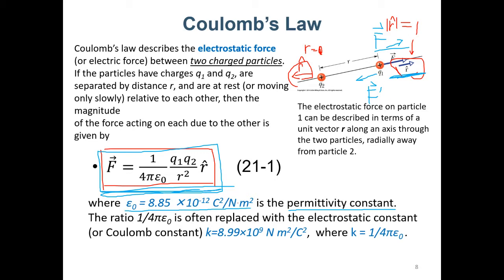And sometimes we will just simply keep this whole 1 over 4 pi epsilon 0 as k, and this is actually 8.99 times 10 to 9 newton meter square per coulomb square, and we just simply write it as k, to make this equation look more compact. So this is the Coulomb's law. Any questions?